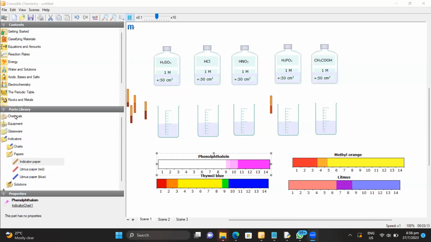Okay, you can see in the chemical section these acids, basically this ethanoic acid is less acidic and also this phosphoric is less acidic.